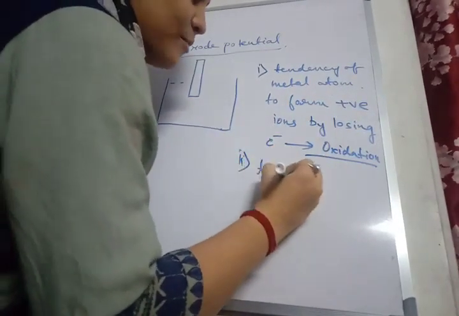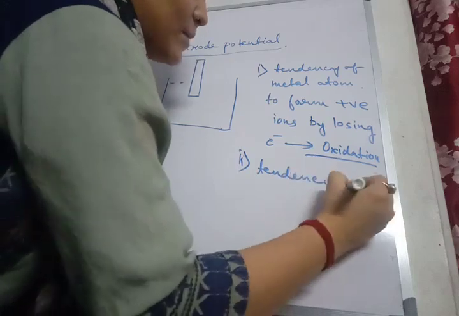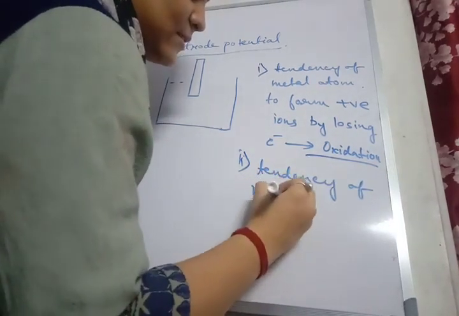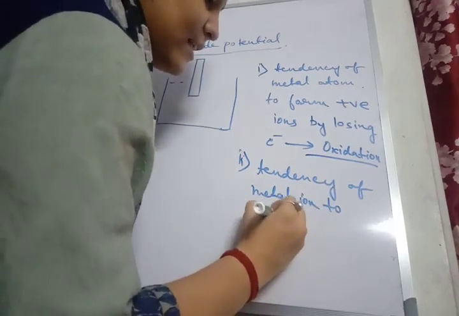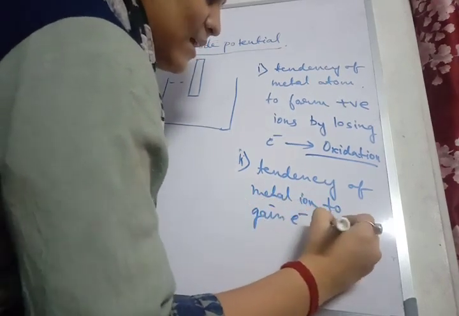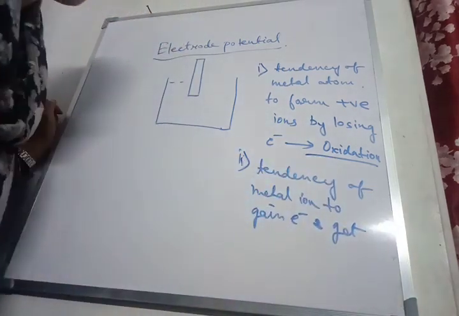That is the tendency of metal ions to gain electrons and get deposited on the metal.